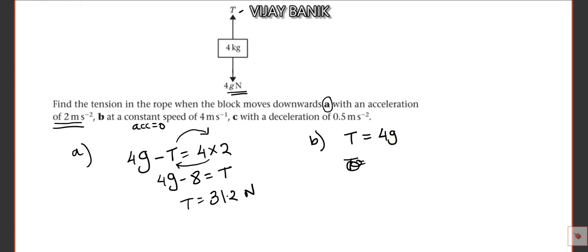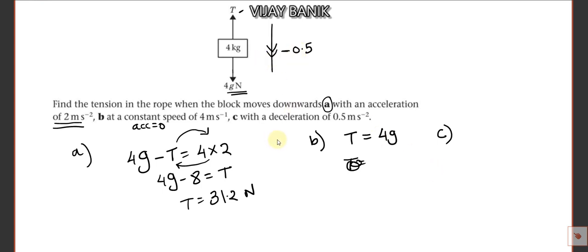Let's go to part C now. In part C, it is deceleration. It's falling down and it is decelerating. If it is accelerating, the value will be positive. If it is decelerating, the value is going to be minus 0.5. Remember that. It is falling down, but it is decelerating. If it were accelerating, we would have used plus 0.5, but here it is decelerating downwards, so minus 0.5.